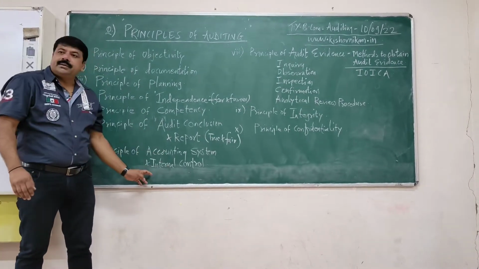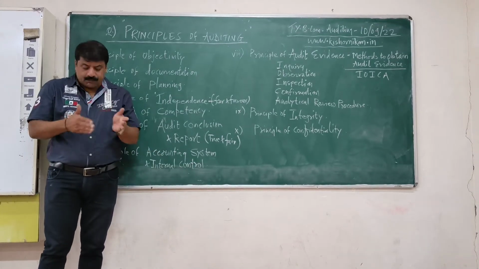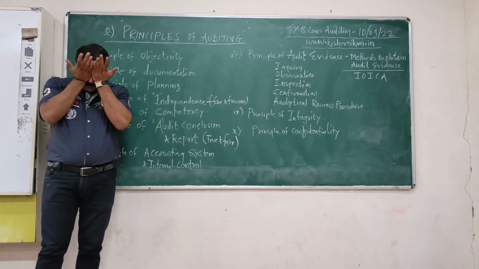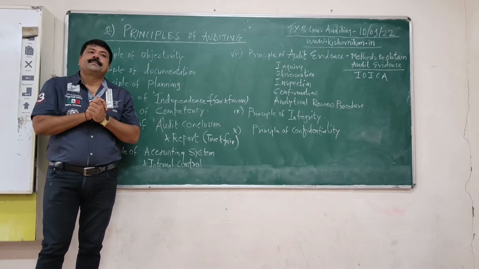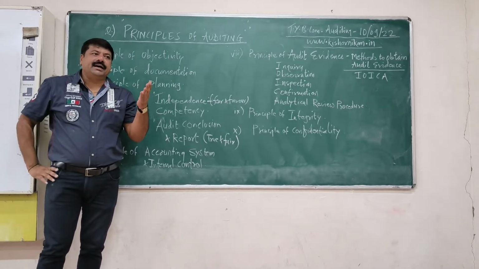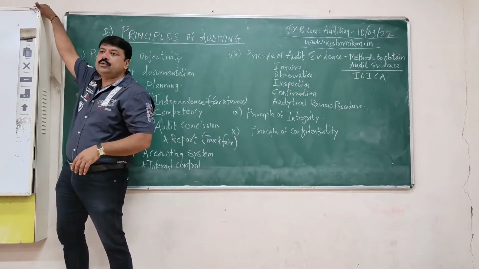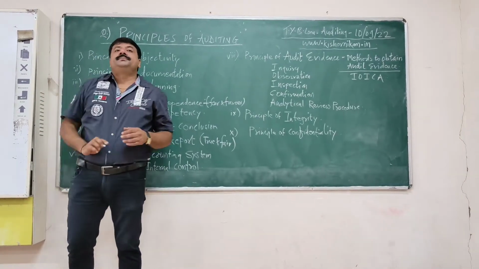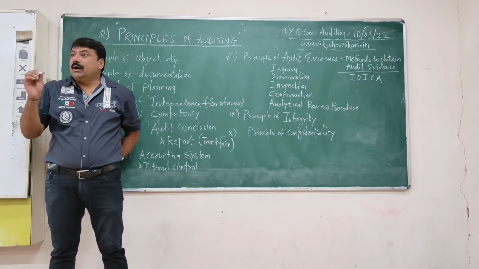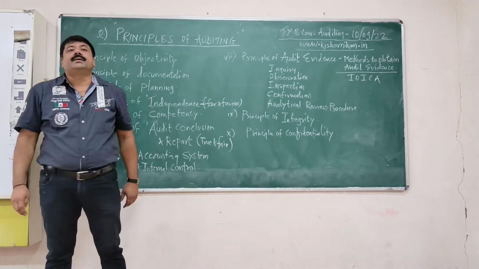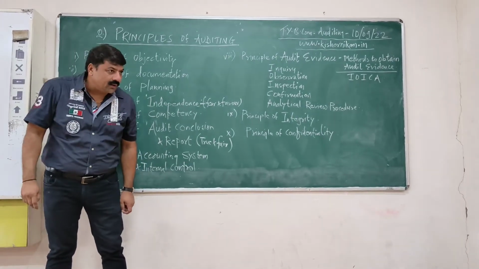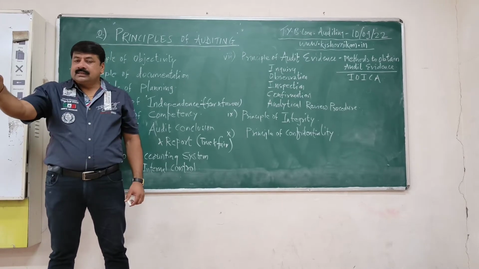Principle of accounting system and internal control. What is principle of accounting system? Friends, accounting system, either accrual system, cash system, mixed system, which system is being used by the company and how internal control is adopted by the management. What is internal control? Focus.